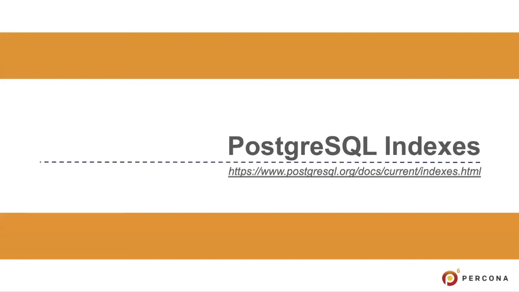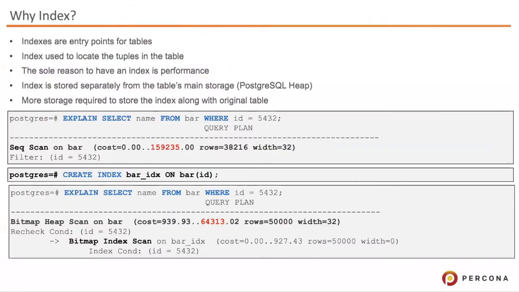When data is stored in a heap, in a book, in a table, then when you are selecting some specific data within that table, it's costly, because you have to sequentially scan that book, table, heap. But the solution is indexes. You have to create an index to avoid that extra cost of sequential scan. So let's see how we can do that. Why an index? Indexes are the entry point for the table. An index is used to locate the tuple in the table.